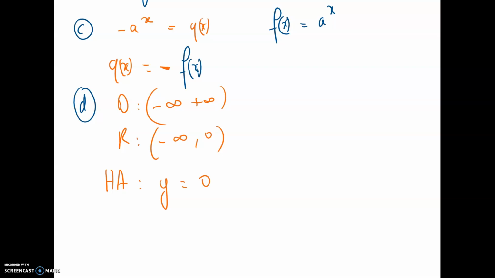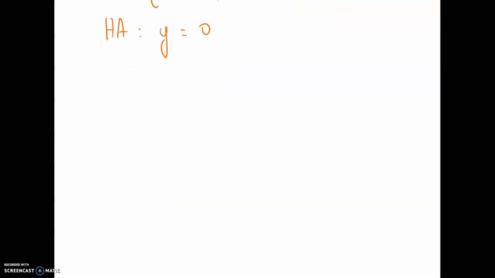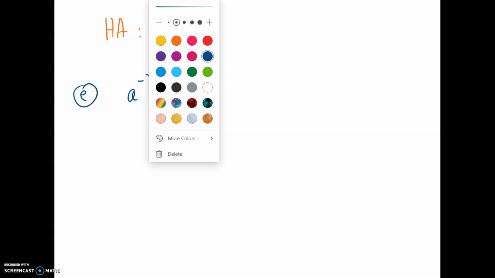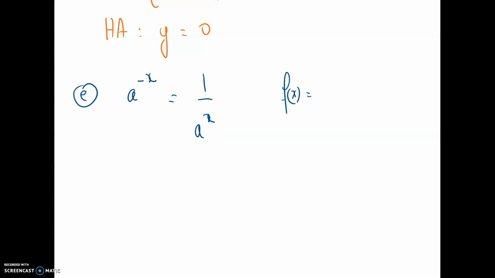Now we need to sketch a to the negative x. Looking at question E, which is sketching the graph of a to the negative x, I would like to remind you that it corresponds to 1 over a to the x. What are we saying basically? If I look at f of x being equal to a to the x, and let me use the green this time, the new function, which we call h of x, is the inverse of my function f of x.